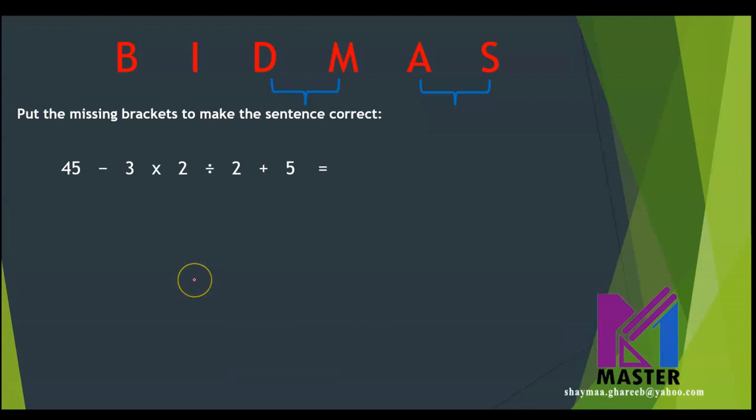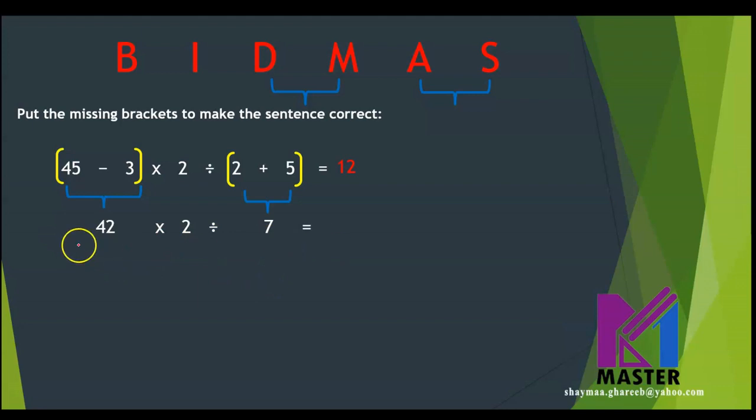Now let's see one more example. In this example, I need the answer to be 12. What do you think? We had two examples that include only one bracket. In this example, we are going to have two brackets. A bracket on the subtraction and another bracket on the addition. So if I do the calculations, 45 minus 3 equals 42, times 2 divided by 2 plus 5 equals 7.